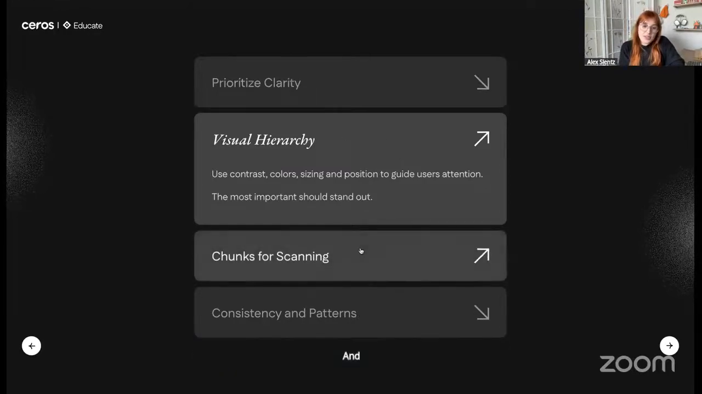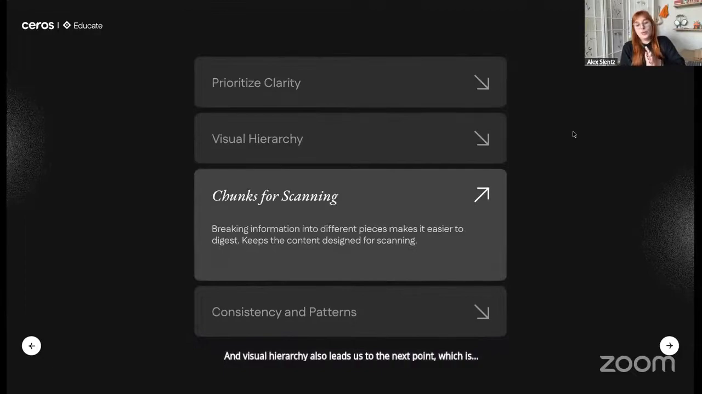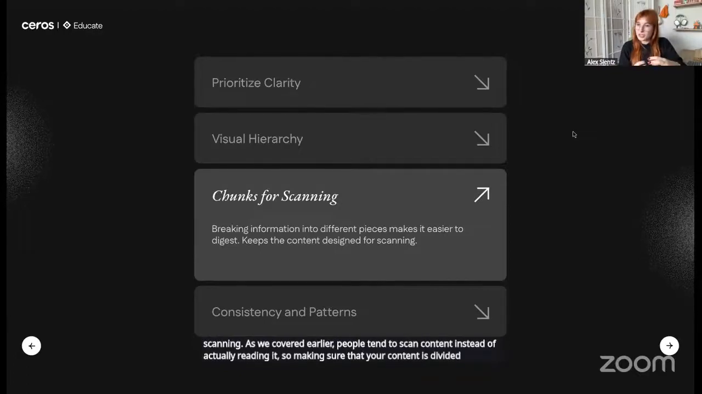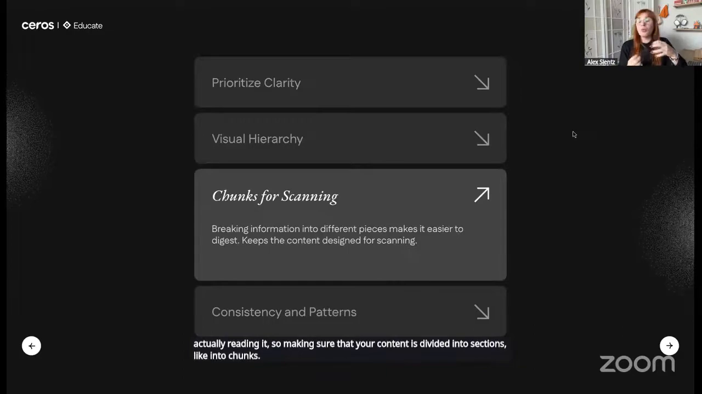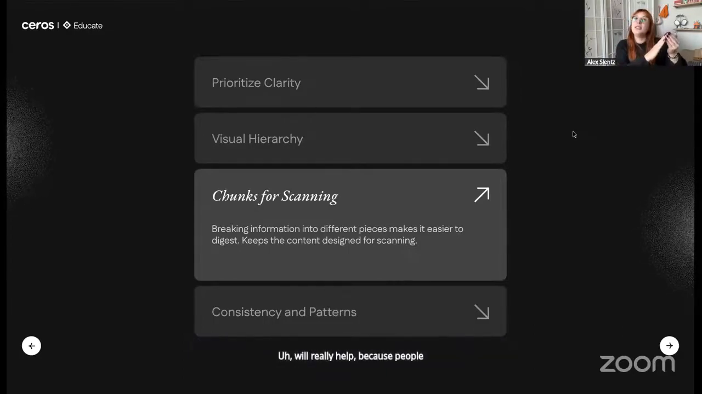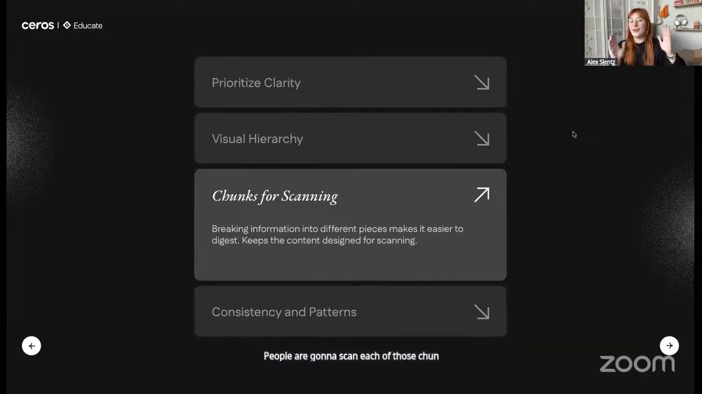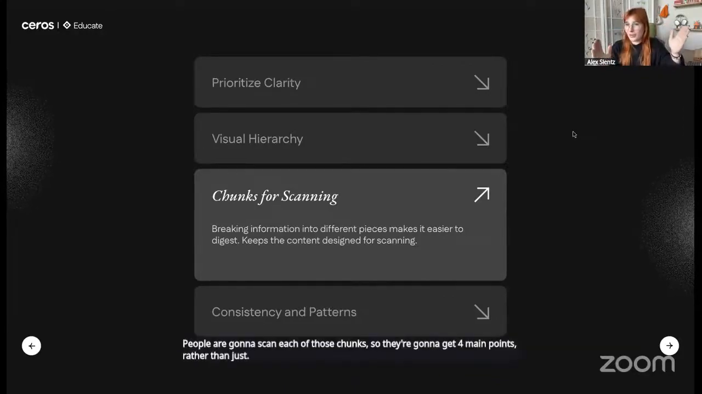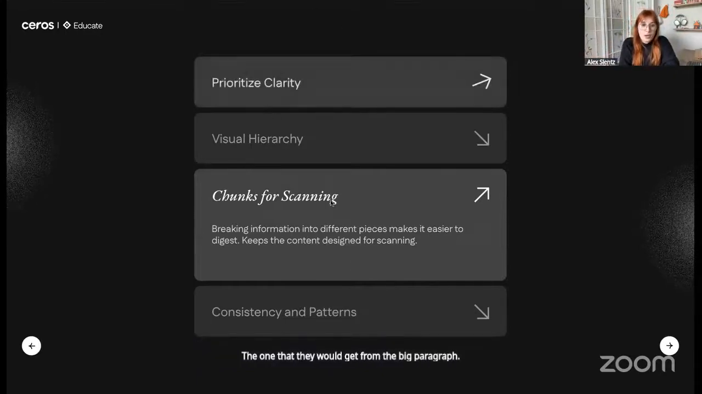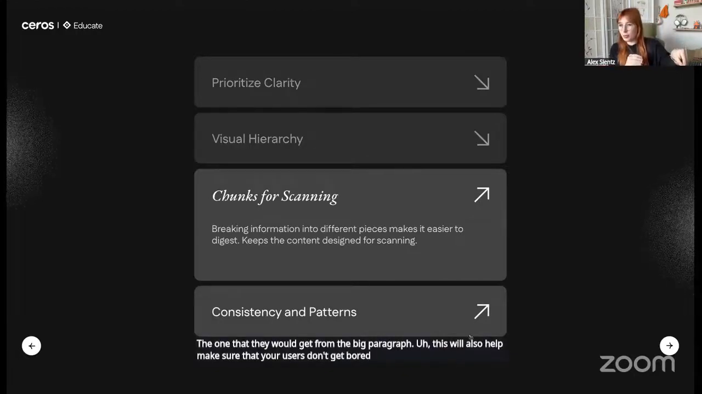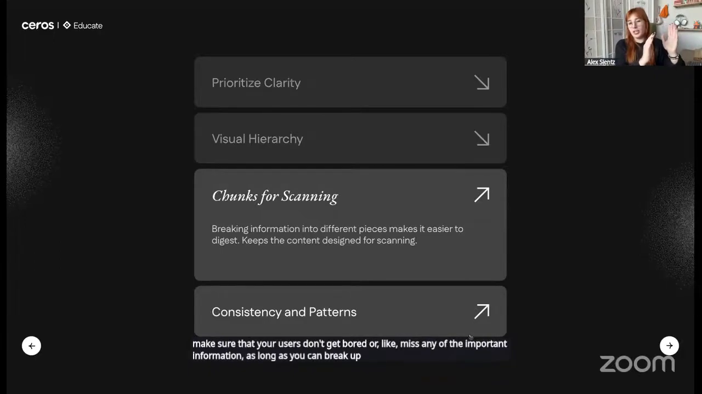And visual hierarchy also leads us to the next point, which is chunks for scanning. As we covered earlier, people tend to scan content instead of actually reading it. So making sure that your content is divided into sections, into chunks, will really help, because if you break up a large paragraph into 4 different chunks, people are going to scan each of those chunks. So they're going to get 4 main points rather than just the one that they would get from the big paragraph. This will also help make sure that your users don't get bored or miss any of the important information as long as you can break up the information into different chunks.